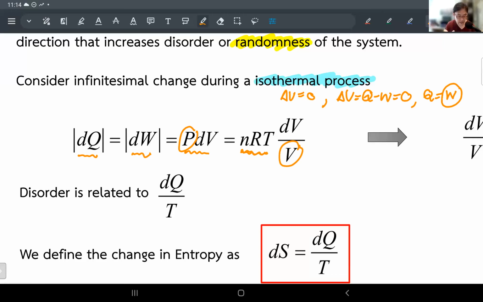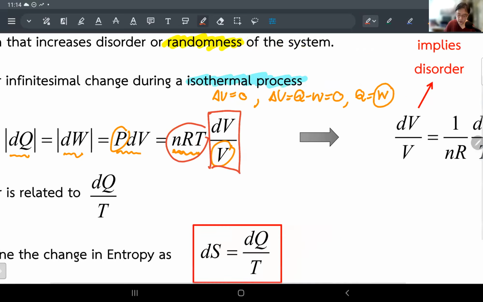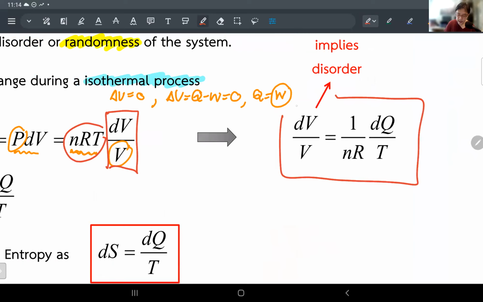But at this point, we're going to take a break right here. It's just like, okay, stop. Let's think about this, and let's focus on this term right here. It turns out if I just focus on this one, I can move nRT to the left, so it looks like this. And believe it or not, this term already implies disorderness. Wow, the change of the disorder. So what does it mean?